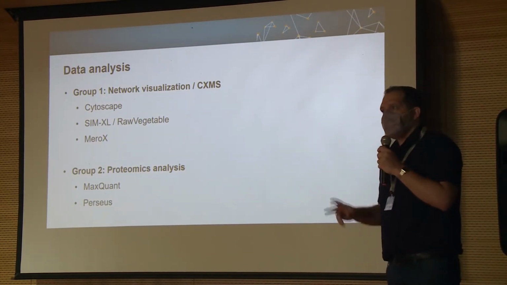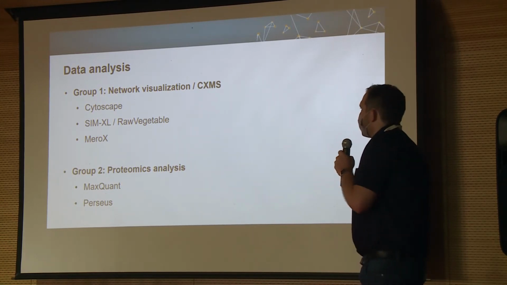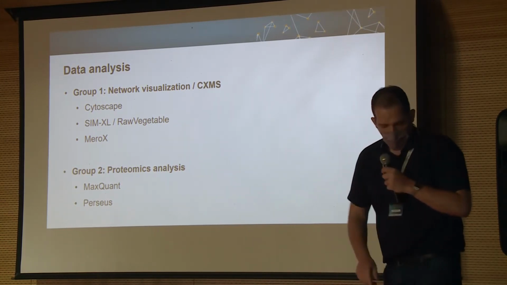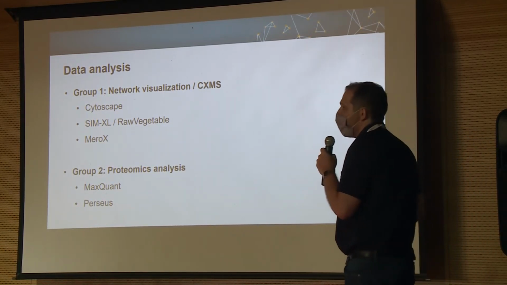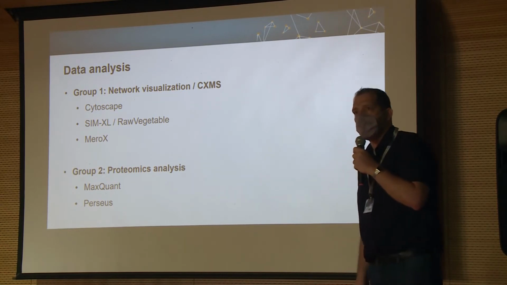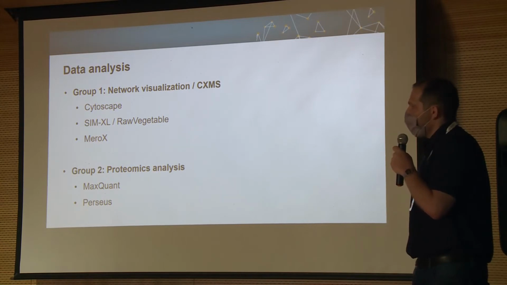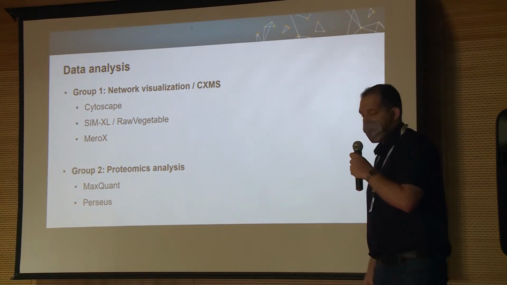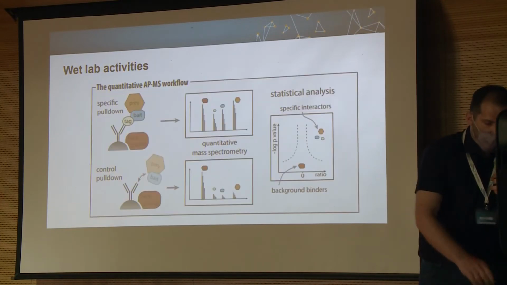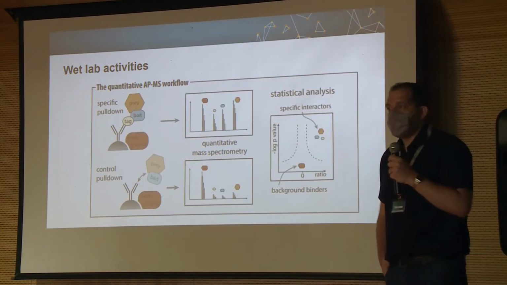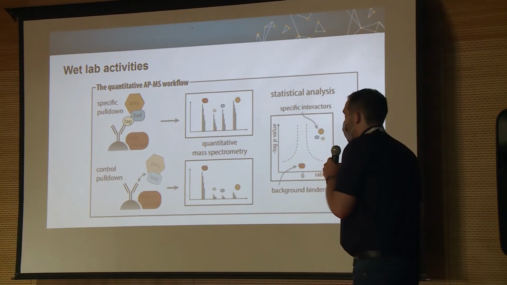The course has 2 phases. We are going to do data analysis. We are going to be split in 3 groups. One group is going to learn a lot about network visualization and cross-linking mass spectrometry. The other group is going to learn about proteomic analysis, global proteomics analysis, and the software that makes it happen. And another group is going to be in the lab. These groups are going to rotate between the 3 activities throughout the course.